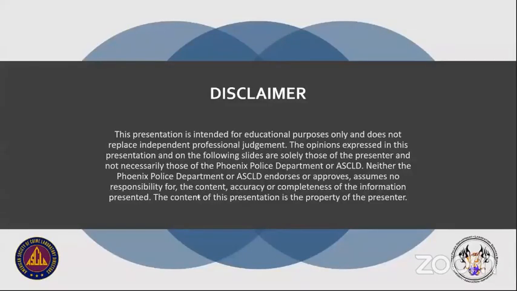We'll start with a normal, typical disclaimer. The presentation is intended for educational purposes only and does not replace independent professional judgment. The opinions expressed in this presentation and on the following slides are solely those of the presenter and not necessarily those of the Phoenix Police Department or ASCLD. Neither the Phoenix Police Department nor ASCLD endorses or approves, or assumes responsibility for the content, accuracy, or completeness of the information presented. The content of this presentation is the property of the presenter. In other words, these are my opinions.